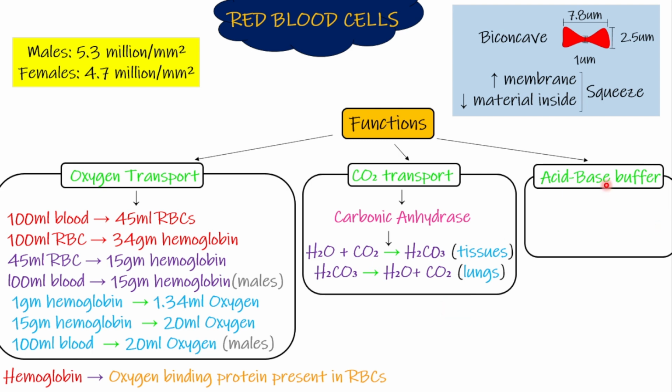Then the blood has an acid-base buffer system. Basically, the proteins present in the blood can act as buffers for acid-base regulation. Among the proteins, hemoglobin, which is an oxygen binding protein, plays the greatest role in buffering of acid base. So this is also a function of blood. These are the three main functions of blood: oxygen transport, carbon dioxide transport, and acid base buffers.